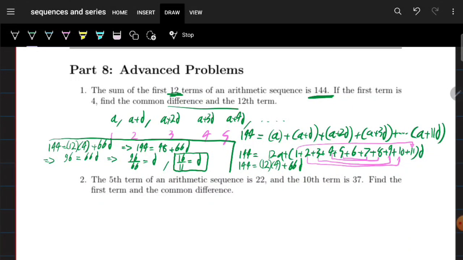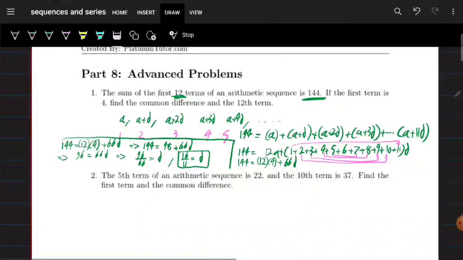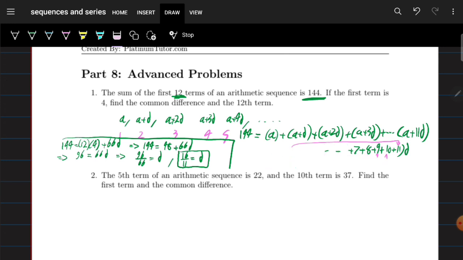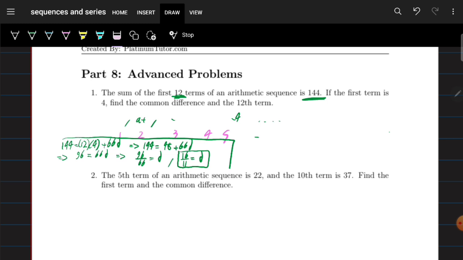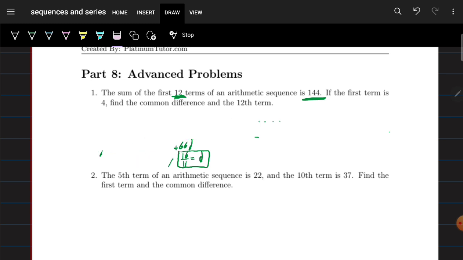Okay, and they also want us to calculate the 12th term. So I'm going to erase some stuff here. Let's see. So let's actually erase all of this and just keep d equals 16 over 11. So d is equal to 16 over 11.